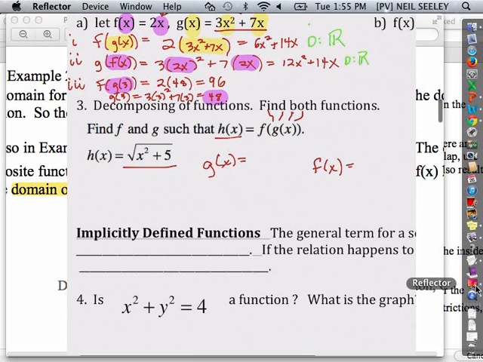Let's take a little break and say, what would G and F maybe be? What if G of X were X squared? What would F have to be?